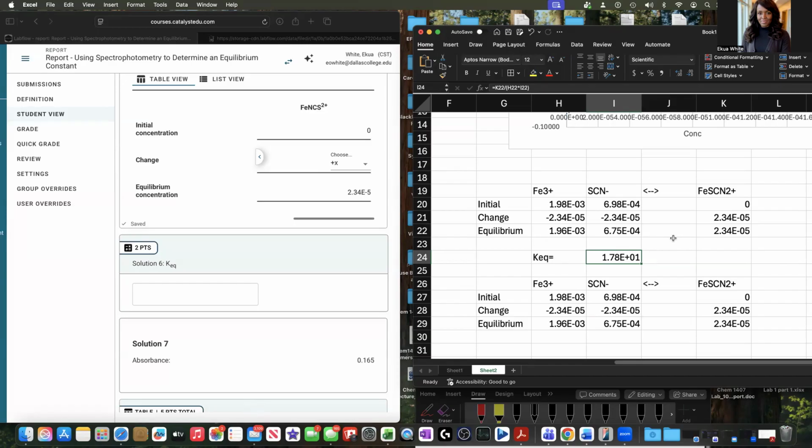So what we have is the product, right? 2.34 exponent negative 5 divided by 1.96 exponent negative 3 divided by 6.75 exponent negative 4. Wait, my numbers are coming out differently than what they have here. Okay, so I'm getting 1.78 times 10 power negative 1. So I'm getting 17.8.